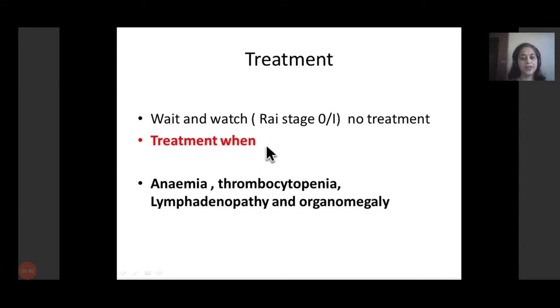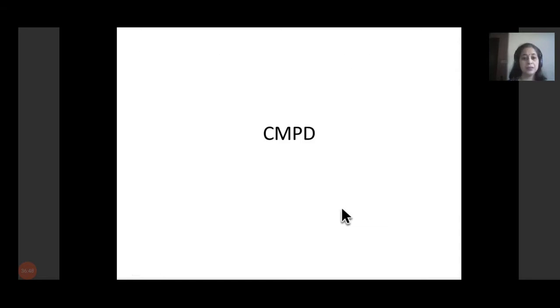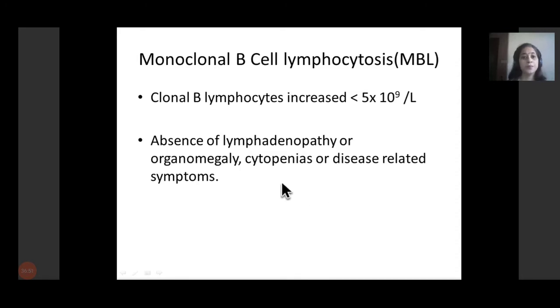Yes. So we give the treatment only when the anemia, thrombocytopenia, and lymphadenopathy automatically develop. So that's what I told you, and that's the way we should treat them.